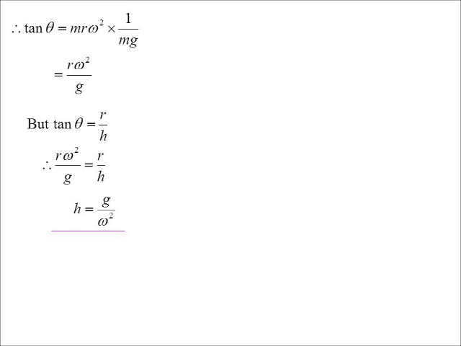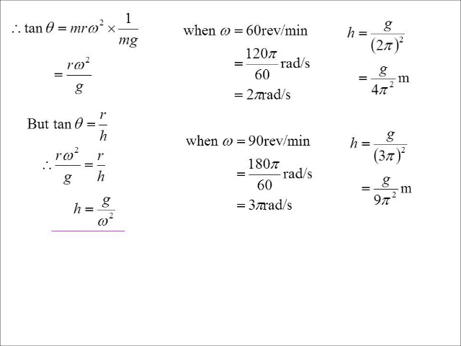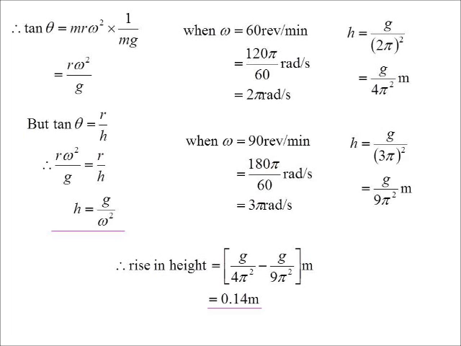Now I can use that to find the height. So initially, 60 revolutions per minute works out quite nice to be 2 pi radians per second. And so the height at that point is g on 4 pi squared. 90 revolutions per minute, well, you know, works out kind of neat as well. 3 pi radians per second. That was lucky. Sub that in, I get g on 9 pi squared. So the amount that it's risen must be the difference between those two. So it's risen, and an approximation for that, using 9.8 for g, comes out to be 0.14 metres.